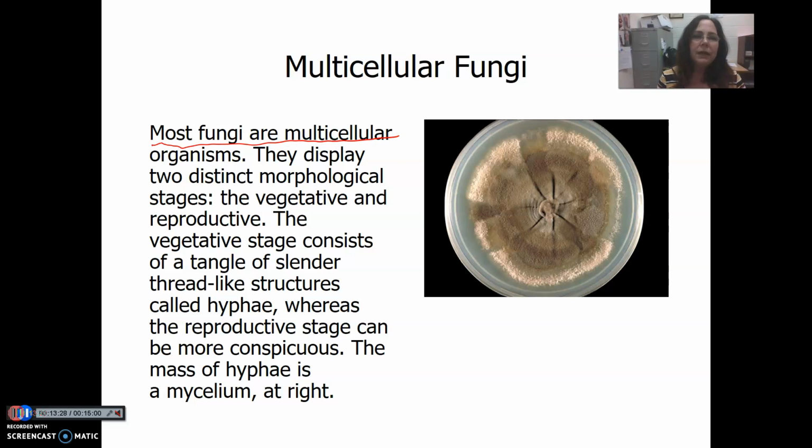They do have a vegetative stage, and that stage consists of thread-like structures called hyphae. And then they have a reproductive stage that is more conspicuous, which means that's what you see a lot of times in nature. So the mushroom that we see growing on a forest floor is the fruiting body. That's the reproductive stage, and that's the most conspicuous stage of the mushroom.